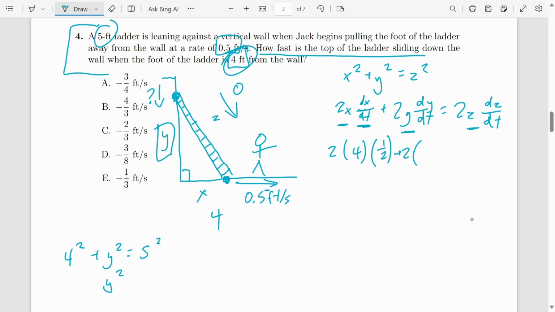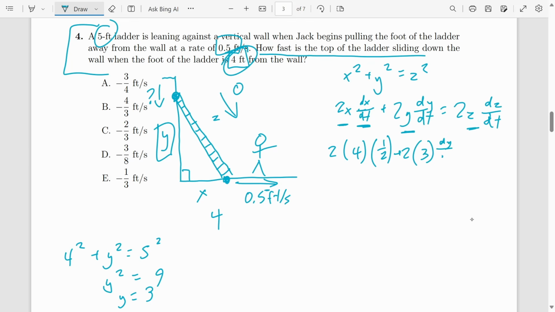So if we subtract 4 squared from both sides, we get y squared equals 5 squared minus 4 squared. That's 25 minus 16, which is 9. And if we square root both sides, we get y equals 3. So that must be the height of the ladder at this particular moment where the base of the ladder is 4 feet. So this is now 3.